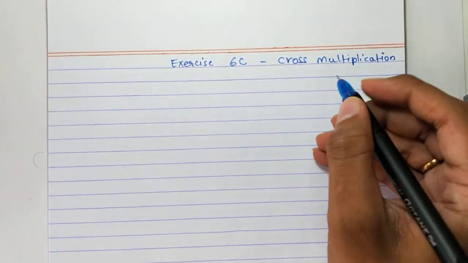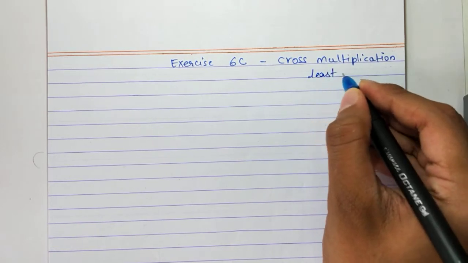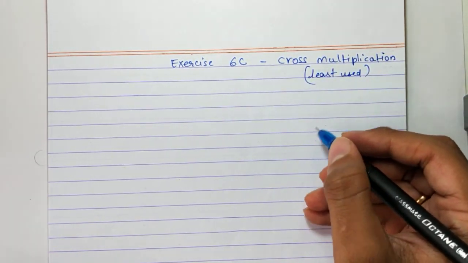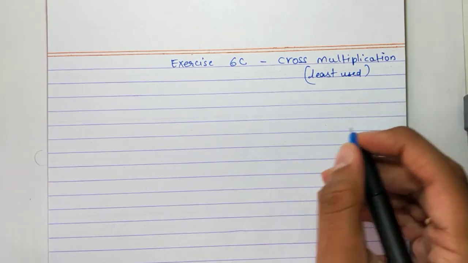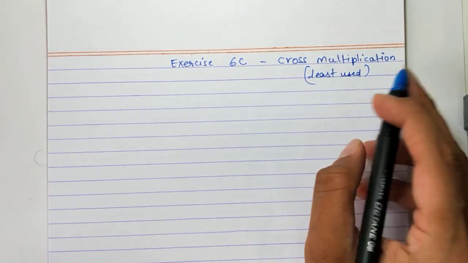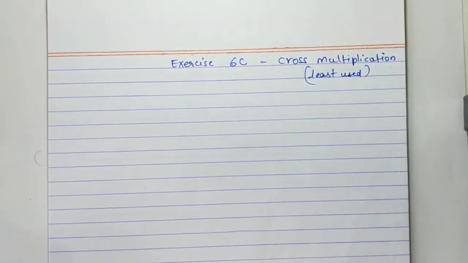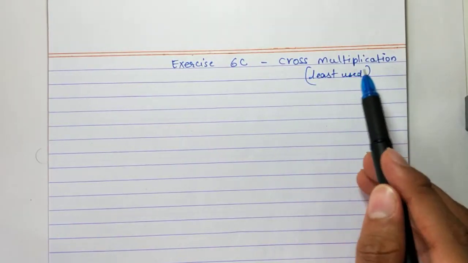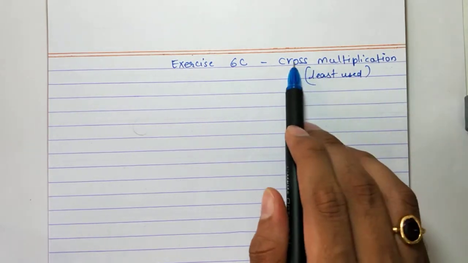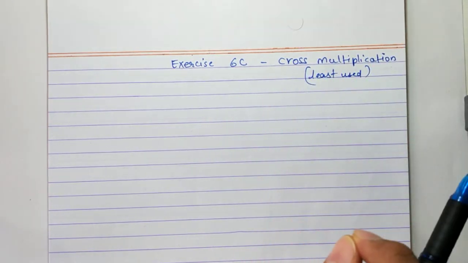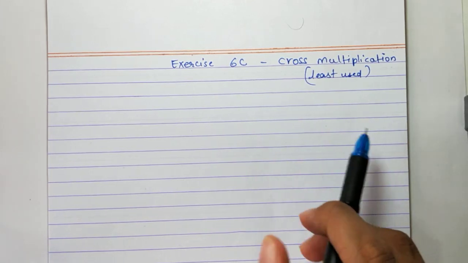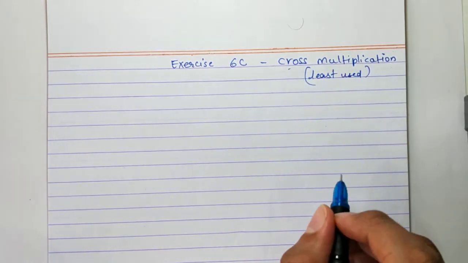This is the least used method among the three. The second one is mostly used, the first one is used depending upon the sum, but this is the least used method. But we have to study it, because if they ask us to solve the following equations using the cross multiplication method, then we will have to use it. That is why we have to solve it also.